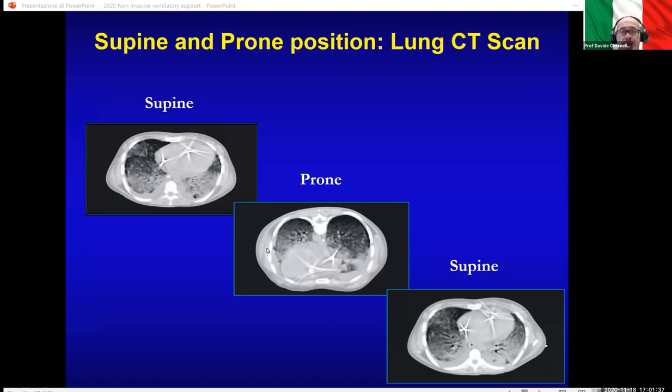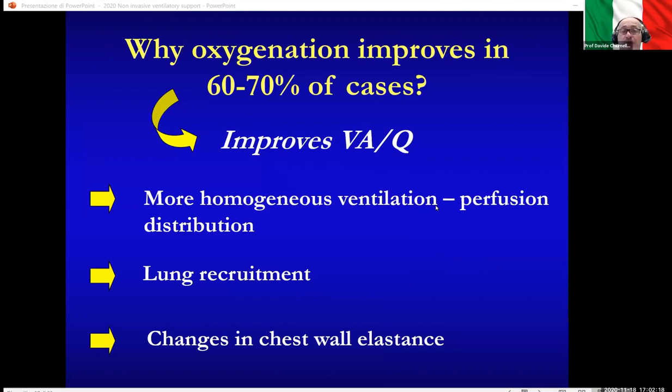Another possible tool is the use of prone position during the application of non-invasive ventilatory support in patients with COVID-19. This was a CT scan performed in a patient with ARDS, so without COVID, by moving from supine to prone and again to supine. And as you can see, the use of prone position was associated with a significant reduction in consolidation in the previously dependent part of the lung. So why did oxygenation improve? Because prone position is associated with a more homogeneous ventilation perfusion distribution, with a possible lung recruitment, and a change in the chest wall.